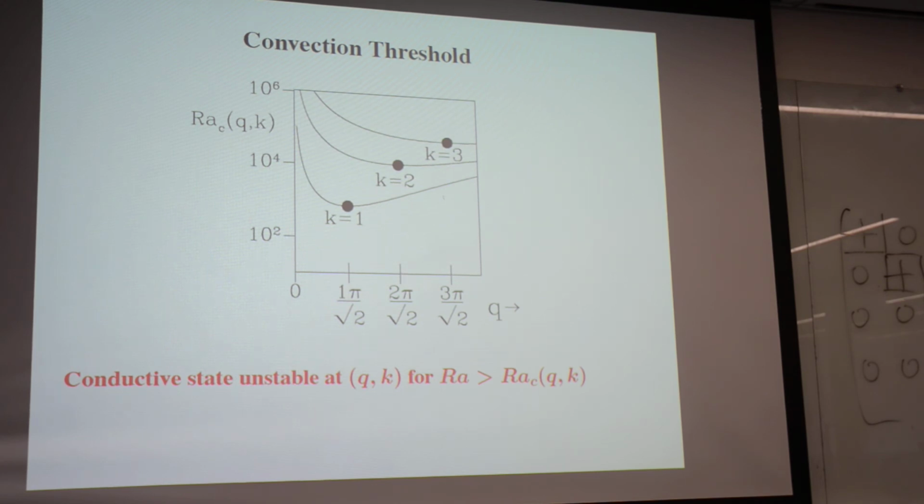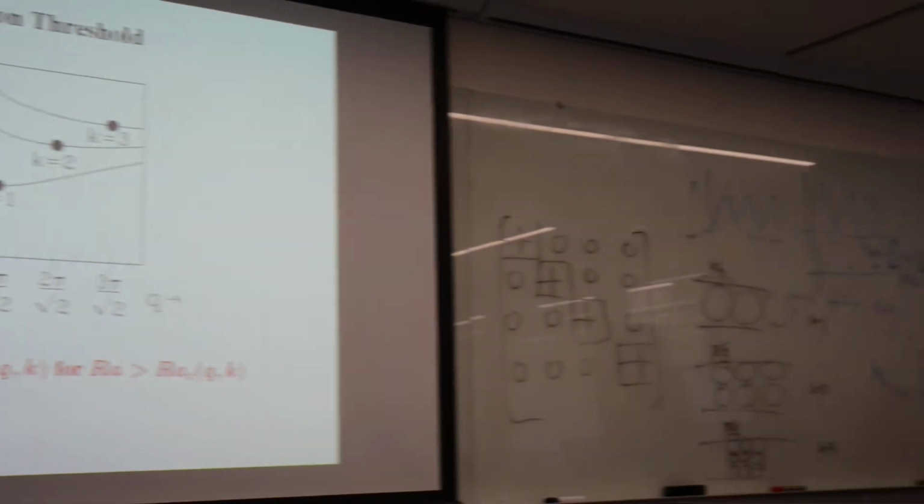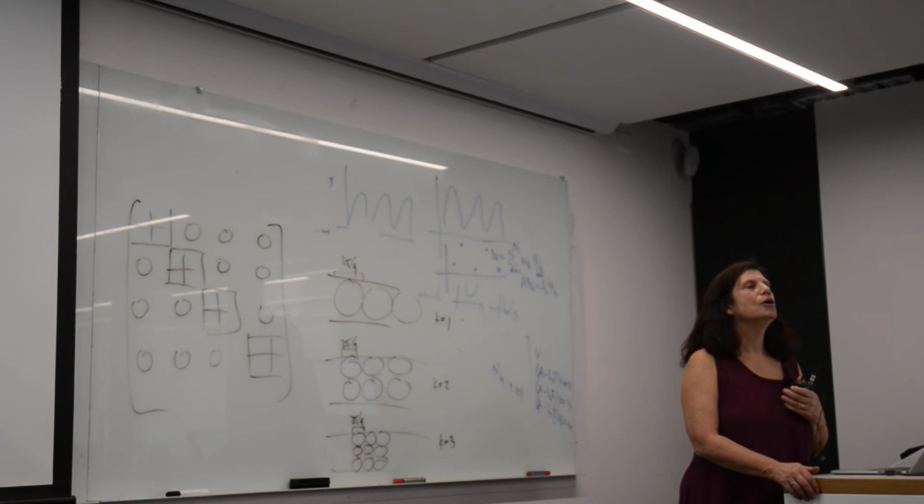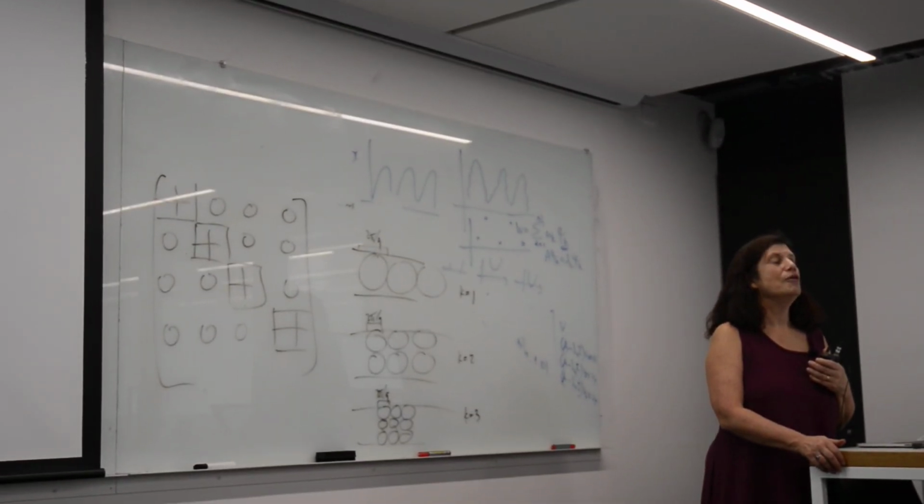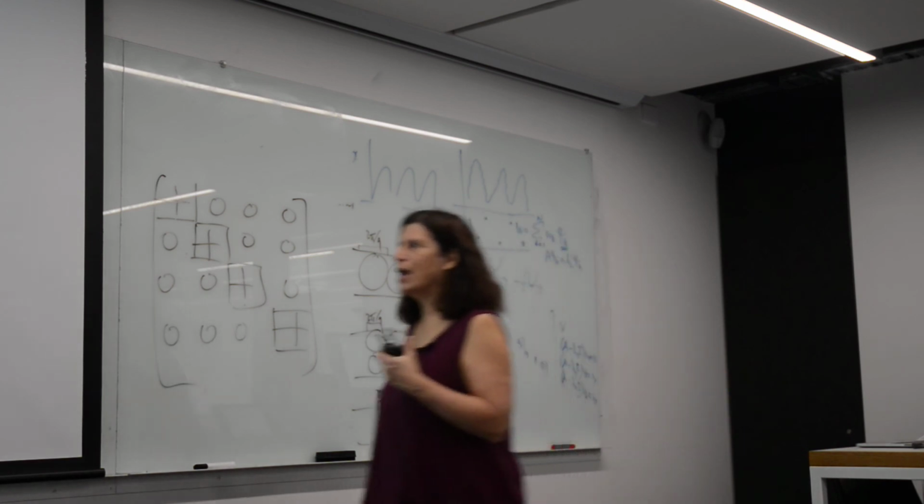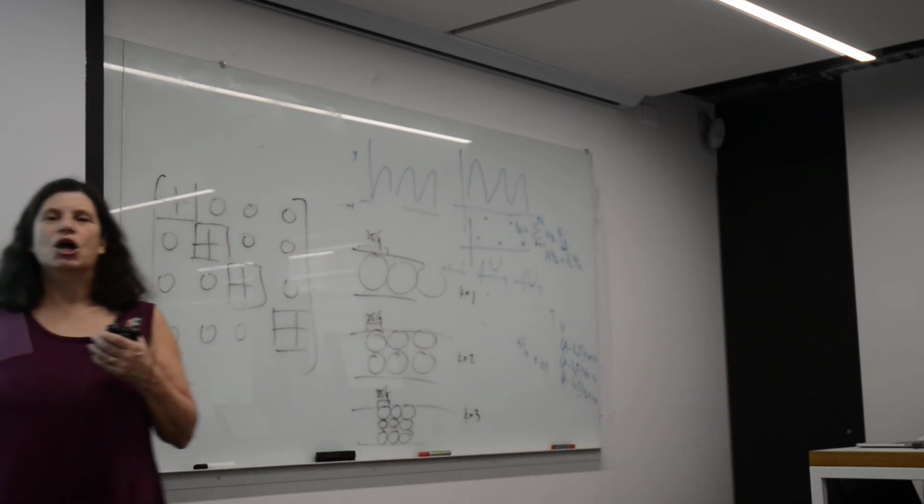You were saying? The critical Rayleigh number is dependent on Q and K. So if we fix K at 1, it doesn't matter what Q value we take. We're always going to be sitting on that K equals 1 curve, aren't we? That's right, but you still would want to know when you are, okay, what should I say?